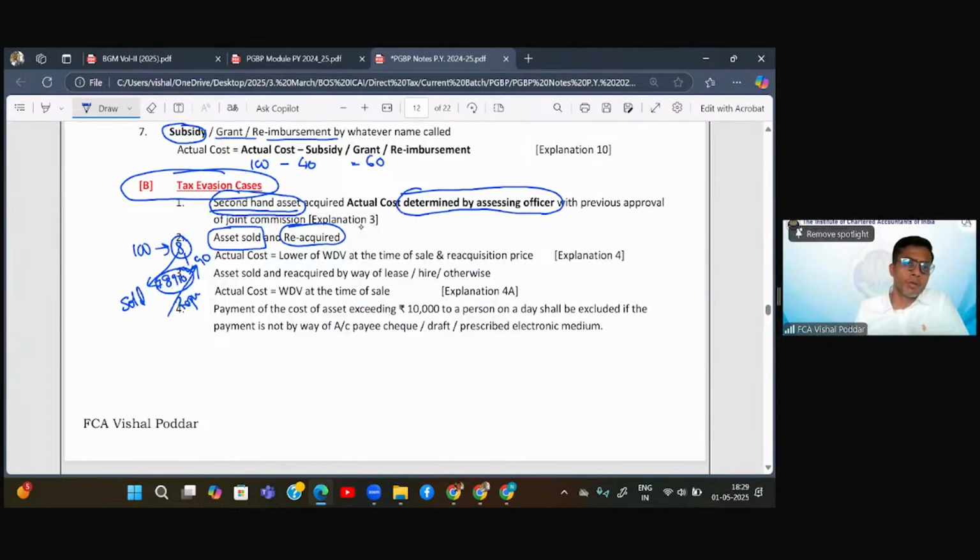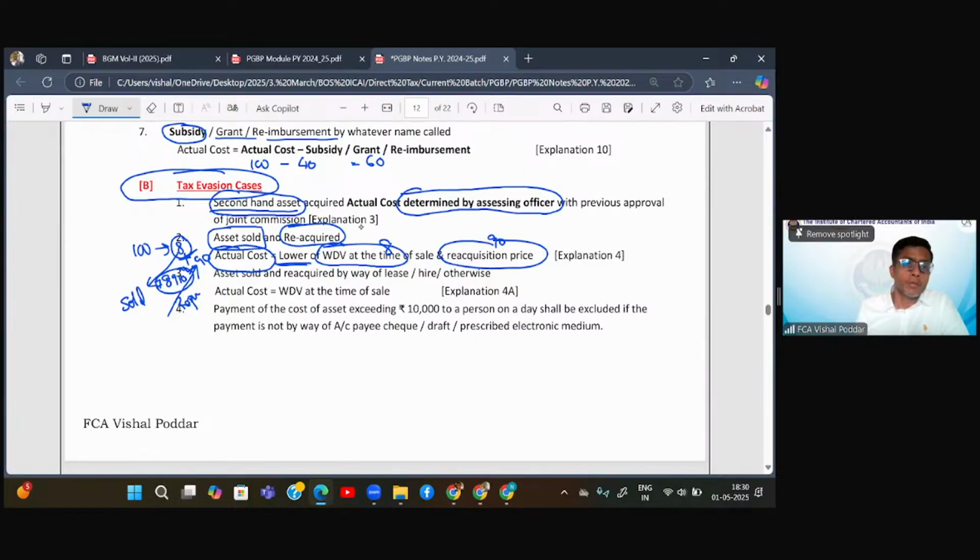If any such type of adjustment is found in the books, obviously it is a clear-cut indication that there is some jhol going on. You are trying to manipulate something. So the law says, what will be the actual cost? It will be the lower of one, the WDV in your books at the time you sold the asset, in my example it is 8, or my repurchase price, which I am trying to show as 90. So they are saying we'll take the lower. So even if you have repurchased it at a higher price, no problem. The cost will be 8.